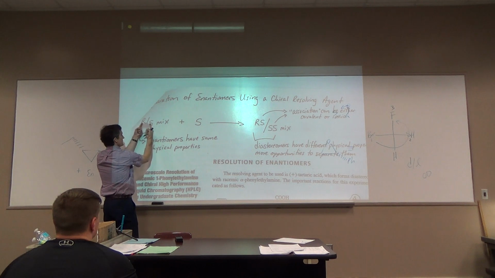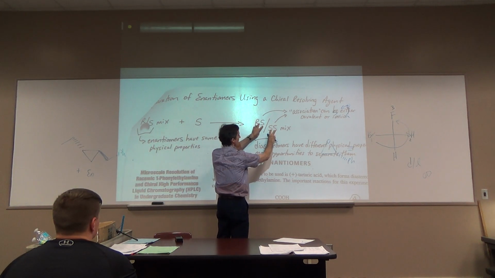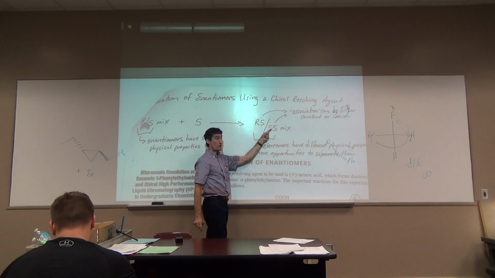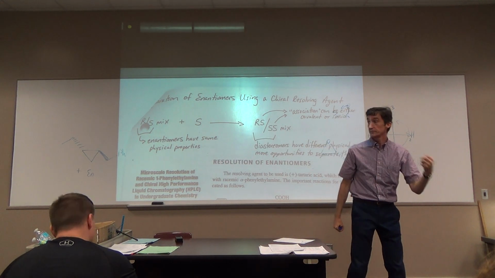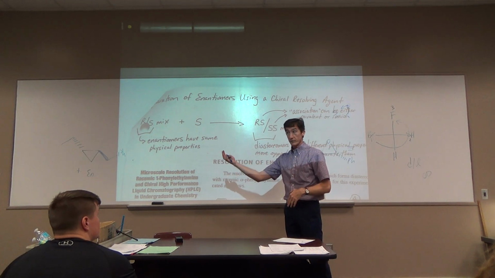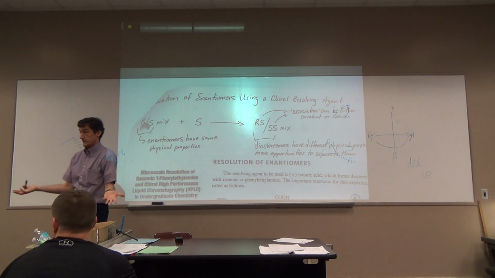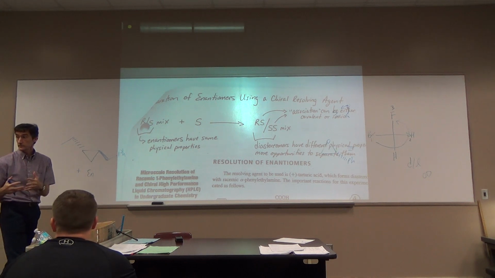Now what is the relationship between the mix now? What's the relationship between RS and SS? Are those enantiomers? No, because the enantiomer of RS is SR. They are diastereomers, and diastereomers have different properties. For example, in the lab, one had a melting point of 250, and the other was 150. Huge difference. They also have different solubilities, and different boiling points if they're liquids.